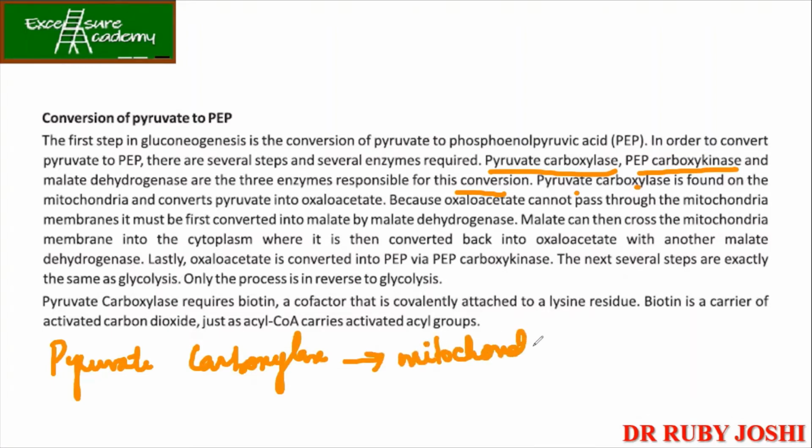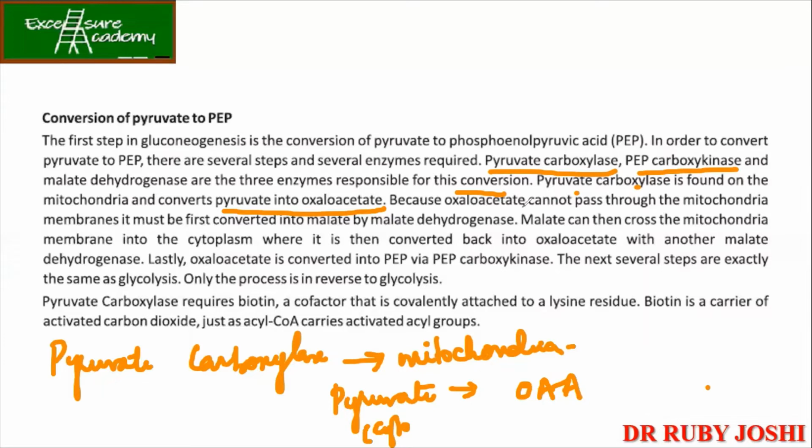And where is your pyruvate? Glycolysis happens in the cytoplasm. So your pyruvate is present in the cytoplasm. So what will be the first step then? You have to take pyruvate into the mitochondria so that it can be converted into oxaloacetate. Pyruvate is present in the cytoplasm, so the first step will be to take the pyruvate from the cytoplasm to the mitochondria.